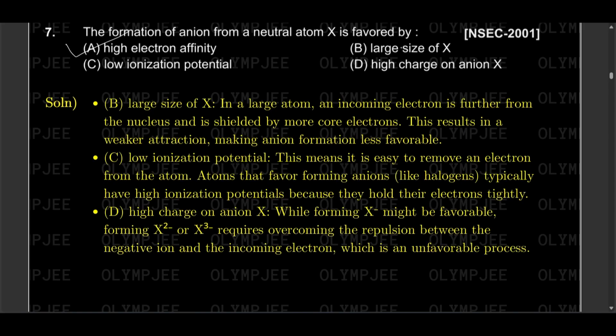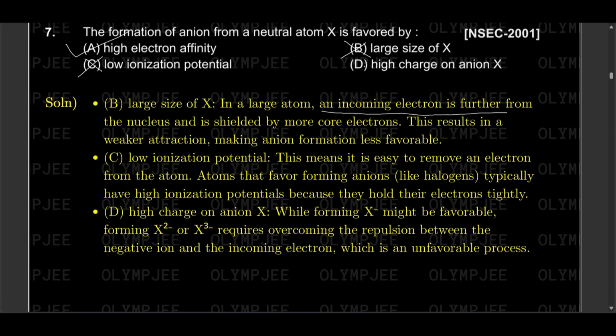Large size of X is not favorable because the incoming electrons are further from the nucleus, so there is not much electrostatic attraction and it is shielded by the core electrons, so there is weaker attraction and anion formation is less favorable. Always remember that attractive force is favorable because it releases energy and forms stable compounds. So low ionization potential means that it is easy to remove the electron rather than adding the electron. So it is easier to form cations. So anion formation would not be supported. C option is also wrong.